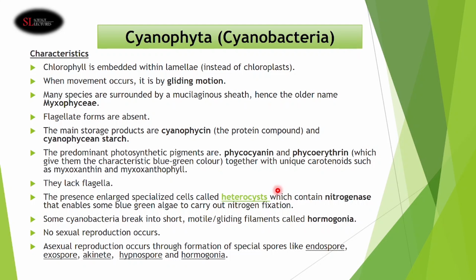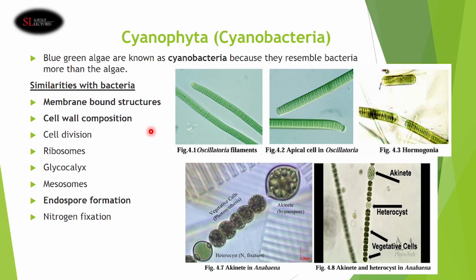Then we talked of homogonia. We said homogonia are short motile gliding filaments for reproduction. They don't have any form of sexual reproduction, and they reproduce asexually by forming endospores, exospores, akinetes, hypnospores, and homogonia. So we can see some of these. You can see here we have our heterocyst containing nitrogenase.